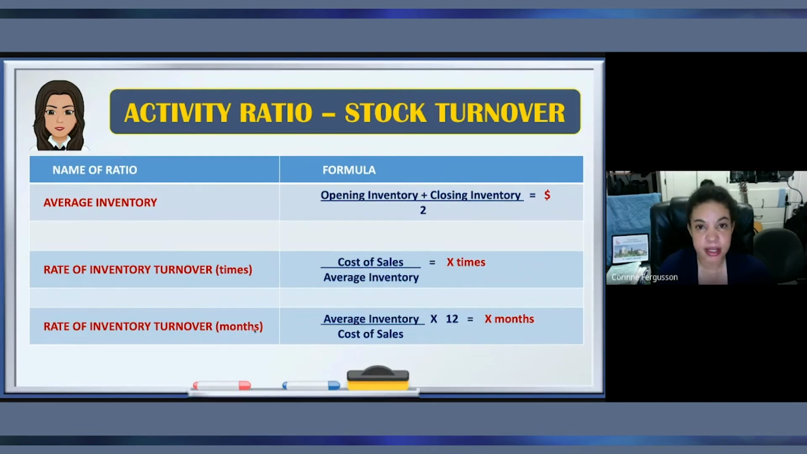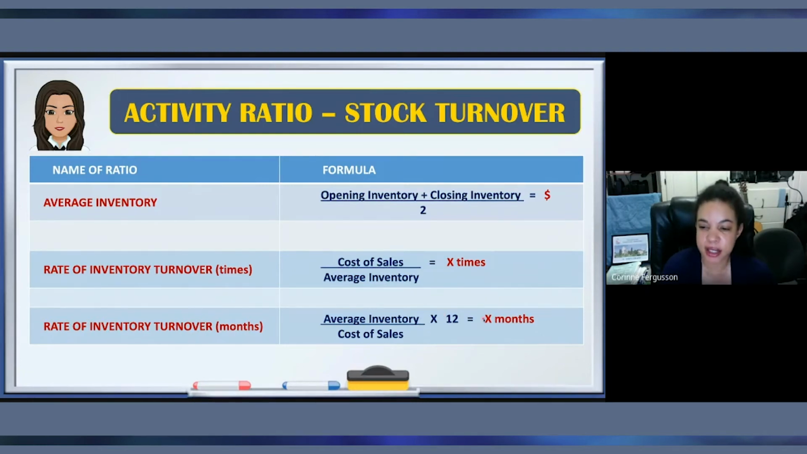If, however, they ask you for months, all you do is take the formula that you have memorized and flip it, and then multiply by 12. So if they ask for months, you flip this over so that average inventory goes on top, divided by cost of sales, and then you multiply by 12 because they're asking you to express it in months, and there are 12 months in a year. So the answer you get.